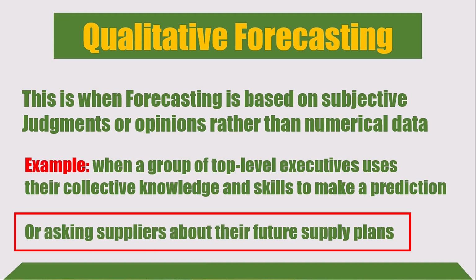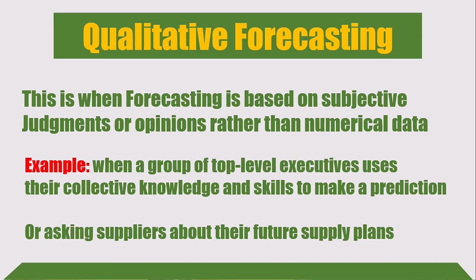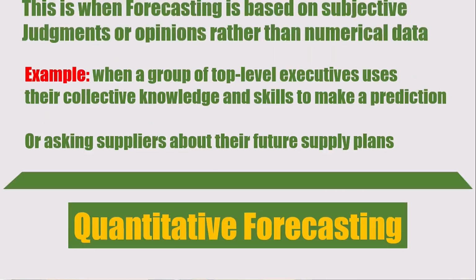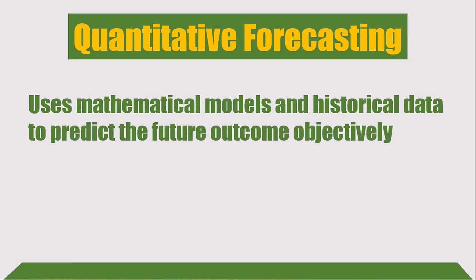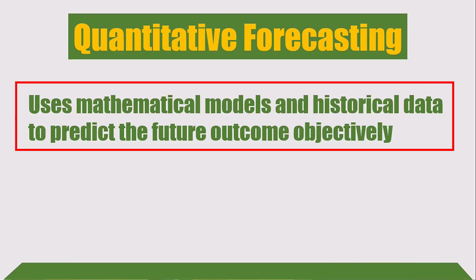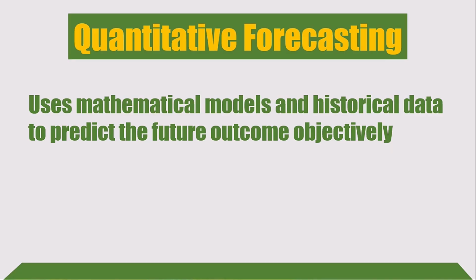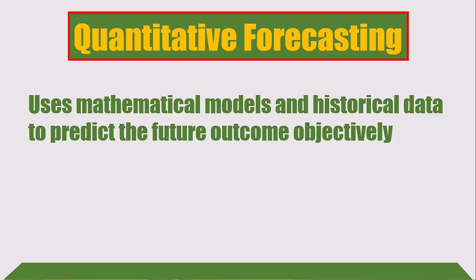And then also when you ask suppliers about their future supply plans, and then you use their opinions to predict future demands. So that's actually qualitative forecasting. Let's also dive a little bit deeper into quantitative forecasting. Quantitative forecasting uses mathematical models or historical data to predict the future outcomes objectively. Now, the most important word there is objectively. This time around, we are using historical data to predict the future, not our opinion. That one is actually quantitative forecasting.